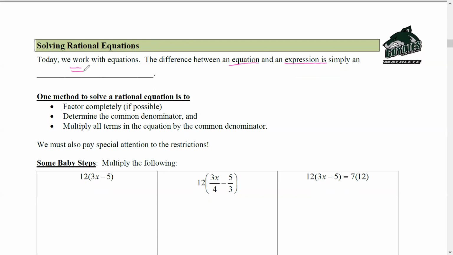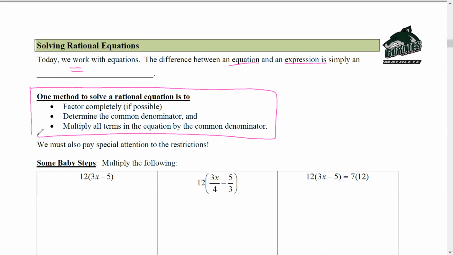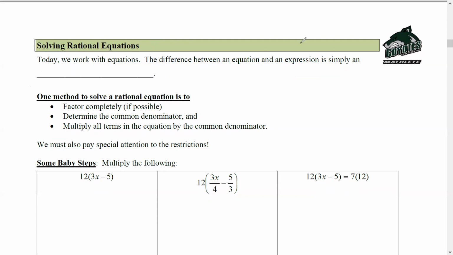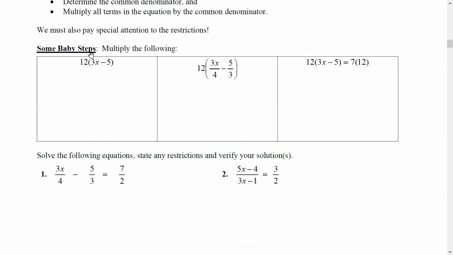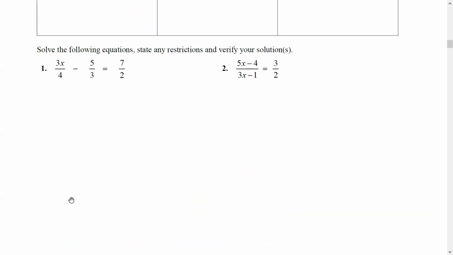There's more than one way to solve a rational equation. If you like a different way, or someone showed you a different way and you like it, I don't care. Do what you want. I'm just going to show you what I think is the best way. I'm going to skip over some of the stuff and go right to here.